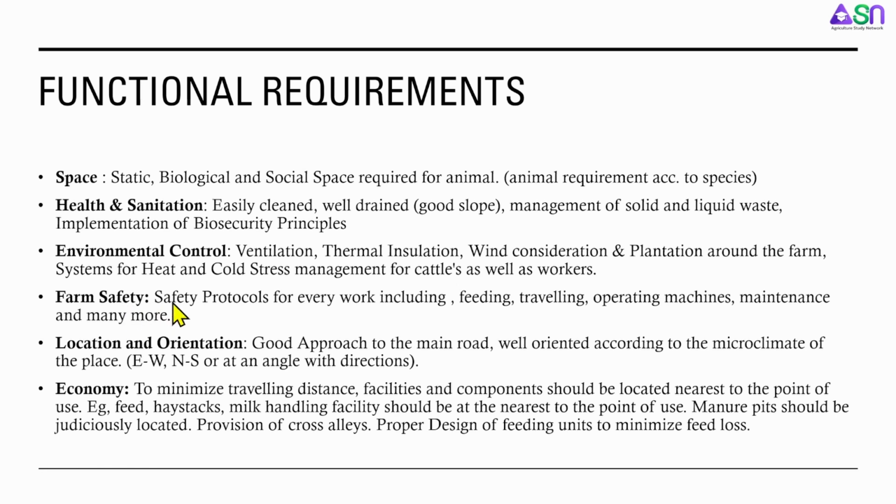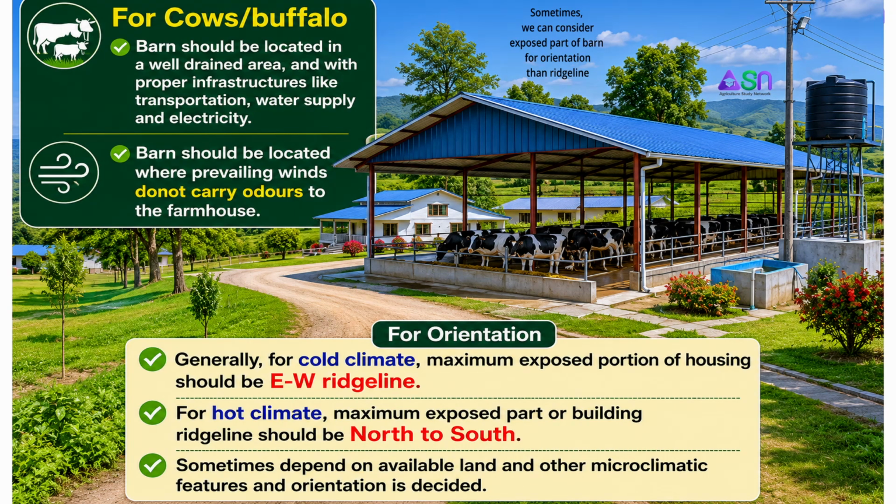Safety should be top priority. While doing every operation, safety is a must. And every farm should have written safety rules and regulations, and these should be followed. Barns should be located in a well-drained area and with proper infrastructures like transportation, water supply, and electricity. Barns should be located where prevailing winds do not carry odors to the farmhouse.